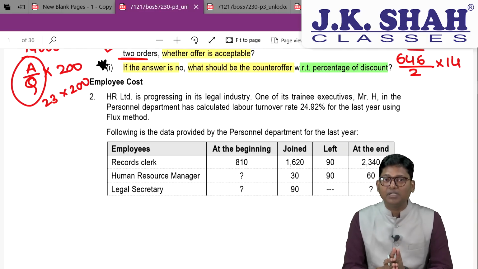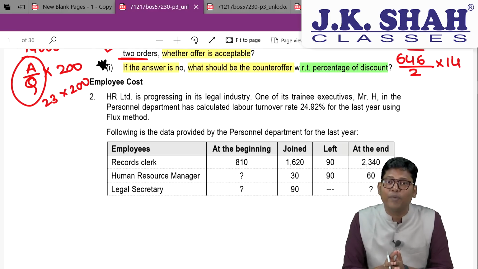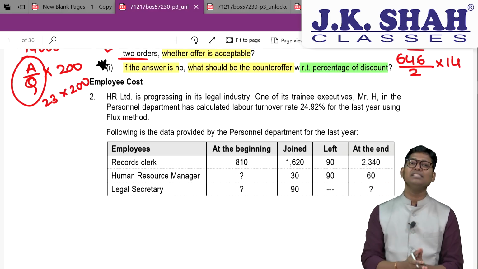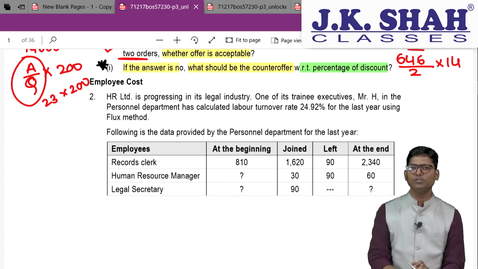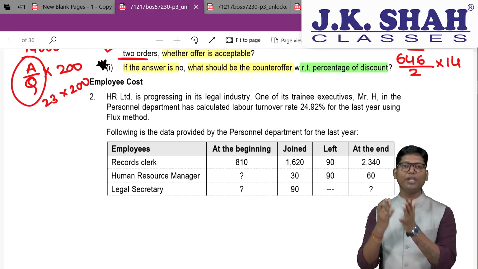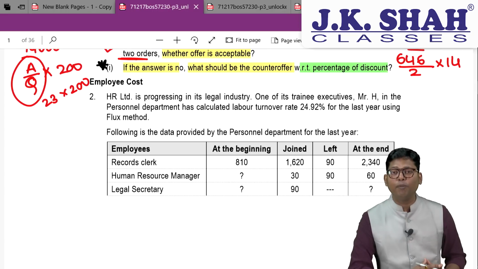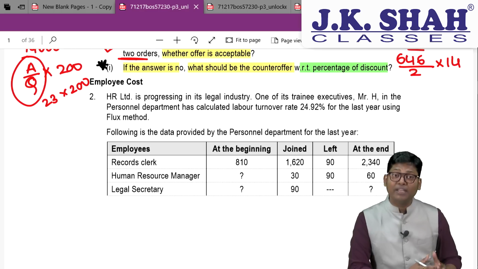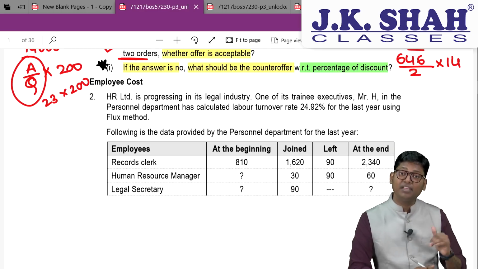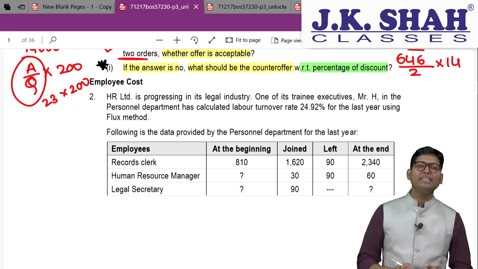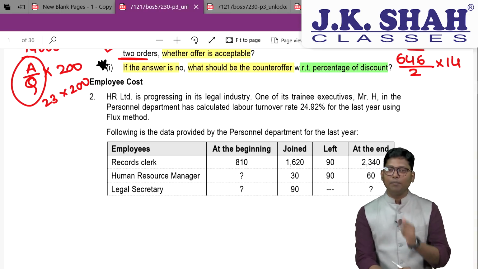H, in the personnel department, HR department, has calculated a labor turnover rate of 24.92% for the last year using the flux method. There are 3 methods, no? Replacement method, separation method and flux method. He has used the flux method and computed a 24.92% labor turnover rate. Now, we all are experts of costing. That's why the company has approached us and they are asking us to cross-verify the rate computed by the trainee executive. Following is the data provided by the personnel department for the last year.